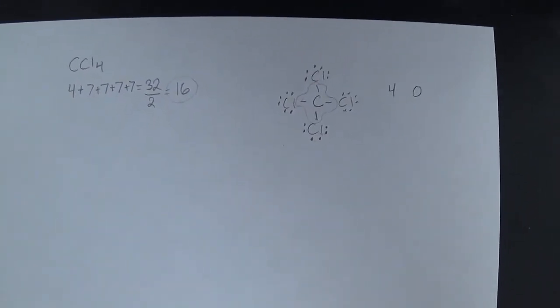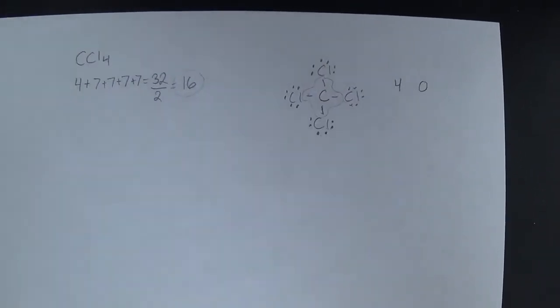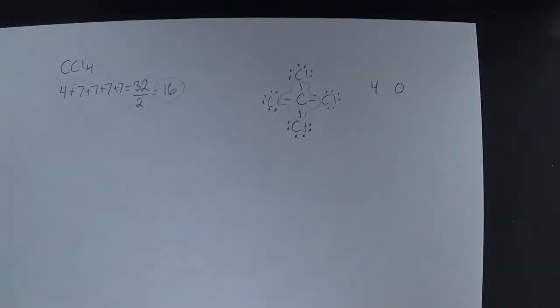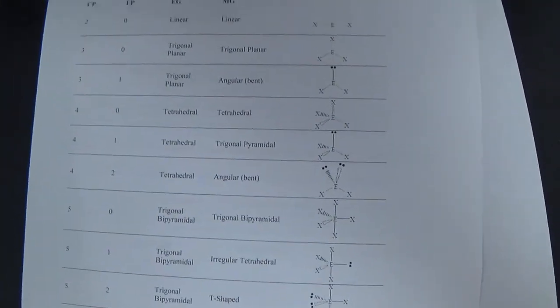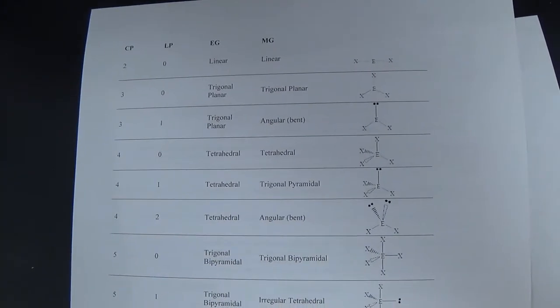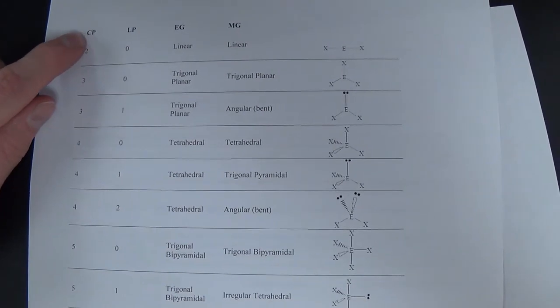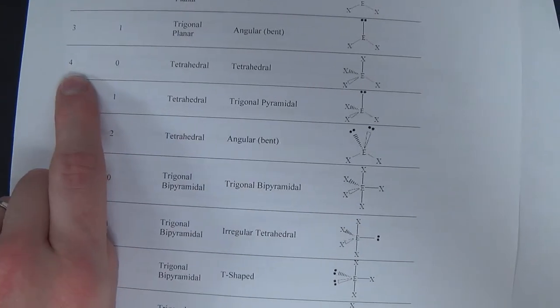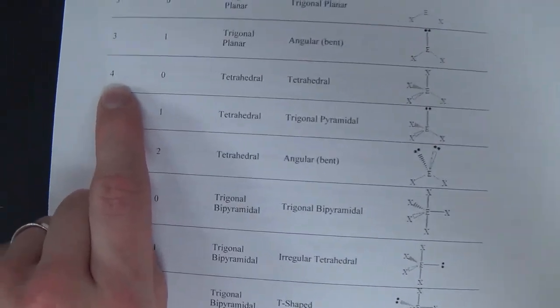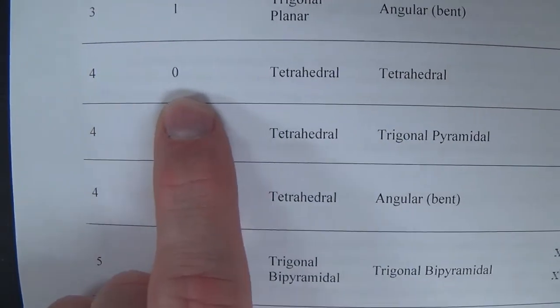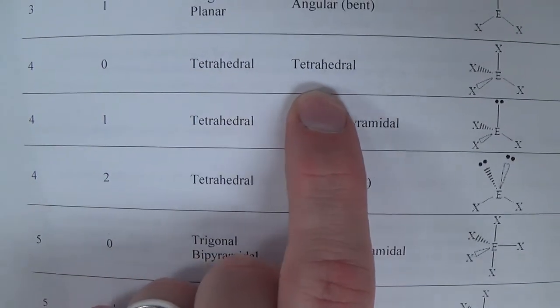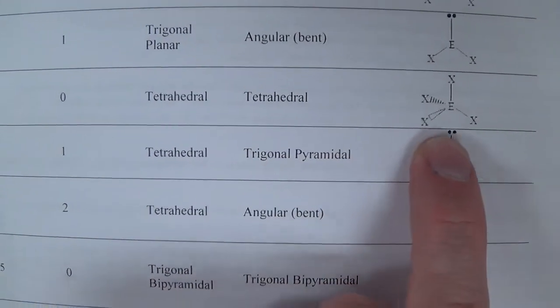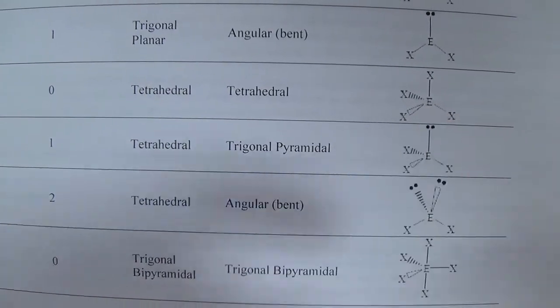series, 4, 0, that then I can take to the chart on the back of the notes, this chart, and looking up 4 central pairs, 0 of them being lone pairs, I get 1 combination, and 1 combination only. That tells me the shape is tetrahedral. In real life, it would look this way.